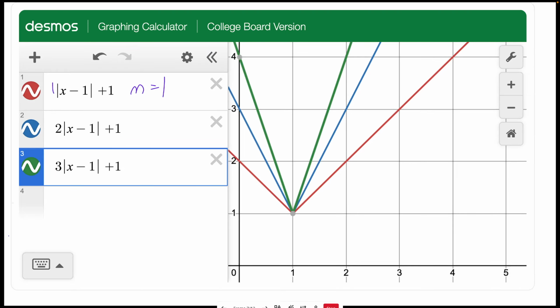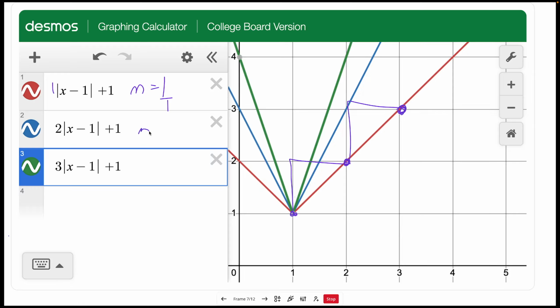All right, so for the first graph, we said the slope is 1. And so on the red line, you can see that the slope is 1 over 1, right? We should be familiar with rise over run, which is why, okay, here's where it starts. The vertex is 1, 1, and then we go up 1 over 1, up 1 over 1, okay?